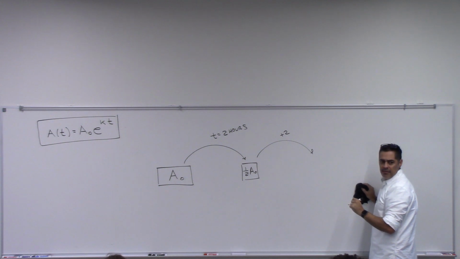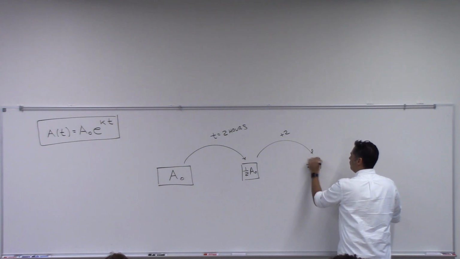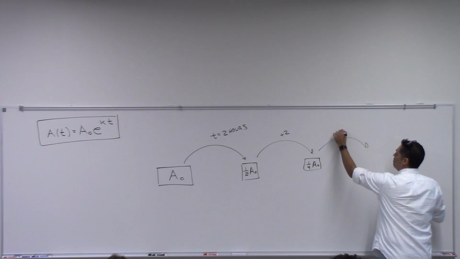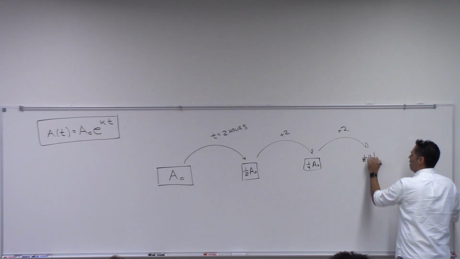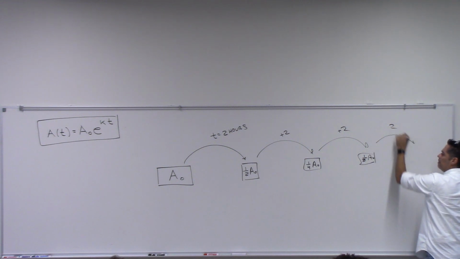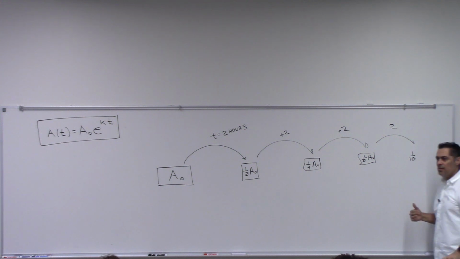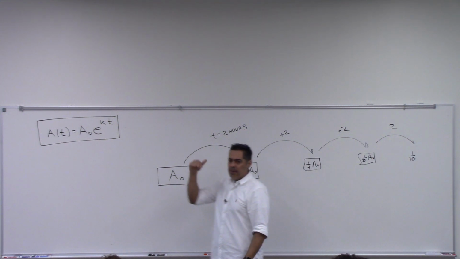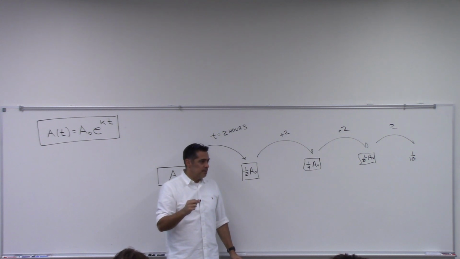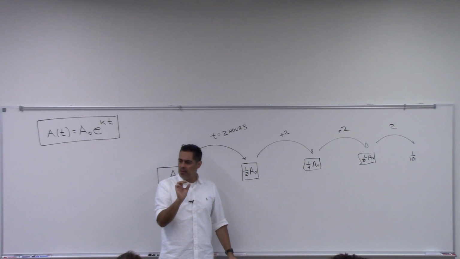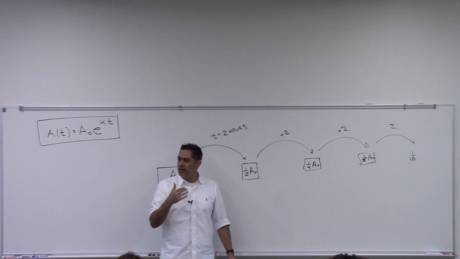So how much of it do I have? Half of a half is a fourth. So I have 1/4 of what I started with. And then 2 hours later, half of that, 1/8. And then 2 hours later, 1/16. 2 hours later, 1/32. 2 hours later, 1/64. So what's happening is it's decaying away. Now, does it technically ever go completely away? No, it gets infinitesimally small to the point where it's negligible. But theoretically, it never completely goes away.